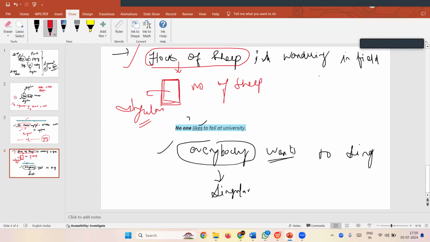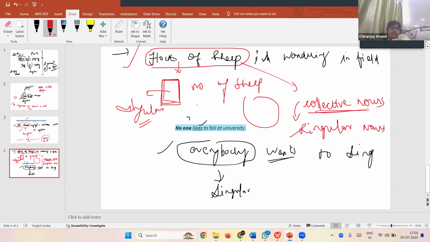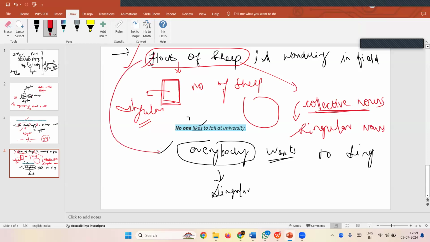Okay, ma'am. A flock of sheep is considered to be, so this kind of thing is called collective nouns. Collective nouns mean a group of something, and collective nouns are considered to be singular nouns. They are singular nouns. Same logic applies here also.